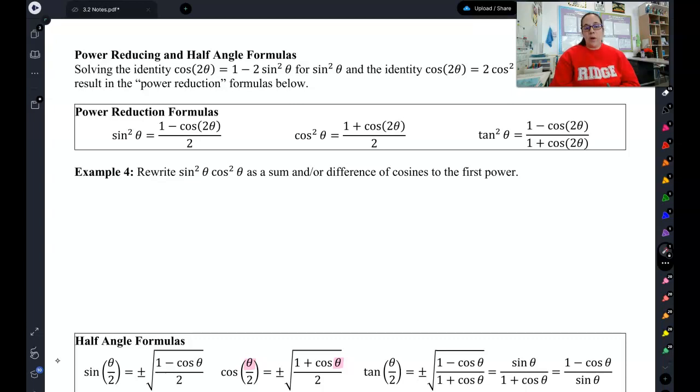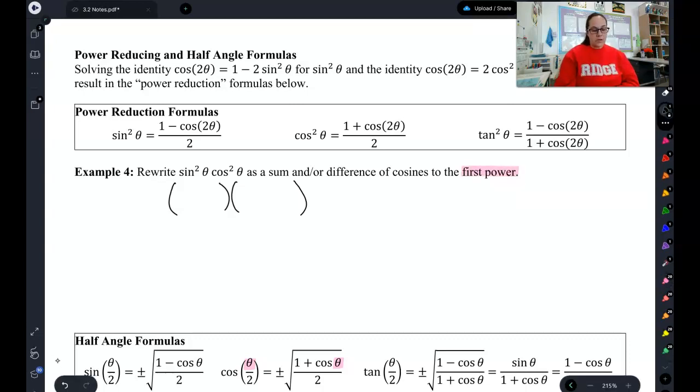However, very rarely, sometimes we want to take powers and reduce them down, like we have in example 4. We want to rewrite sine squared of theta, cosine squared of theta, as a sum and or difference of cosines to the first power. So sine squared of theta is going to become this. Cosine squared of theta becomes this.